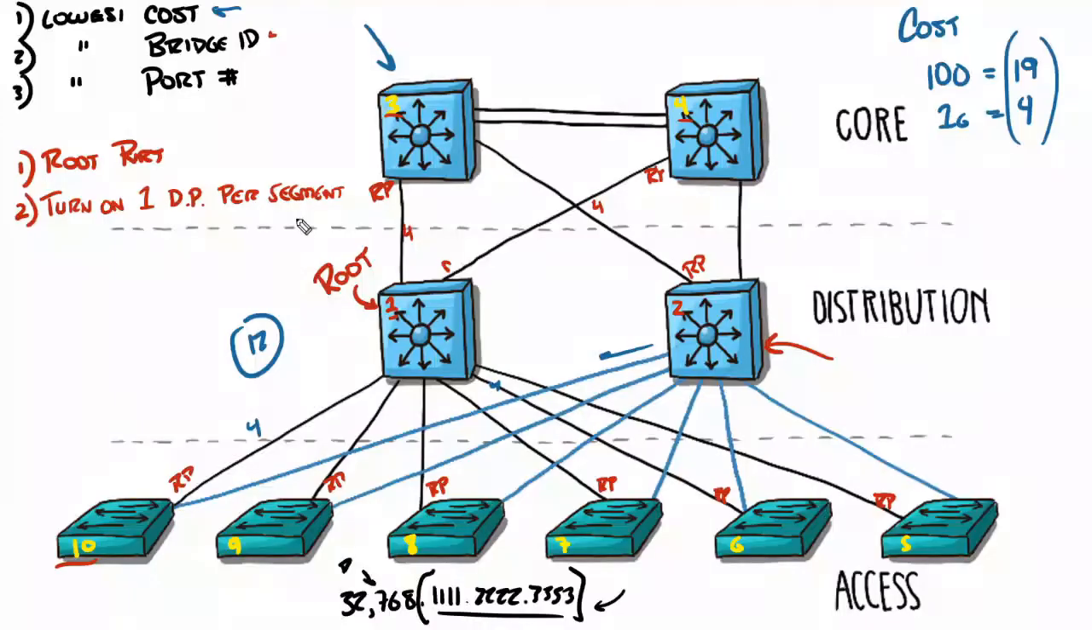Simple. It's a port that is forwarding. That's it. So a designated port equals a port that's active, a port that's alive, a port that's forwarding, right? Let me read it again. Each switch will turn on one designated port per segment. Second question, what's a segment?